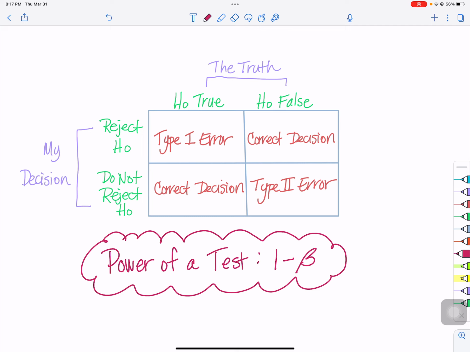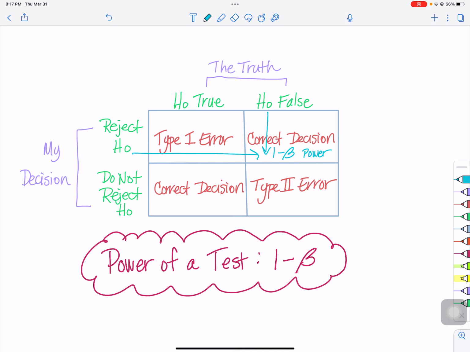Where is that in our table? Well, obviously, power is going to be a correct decision. And let me tell you, it is this correct decision that is our power. And it's so important, I'm even going to write the word power there. So the power of a test is when we reject a null hypothesis that was false.